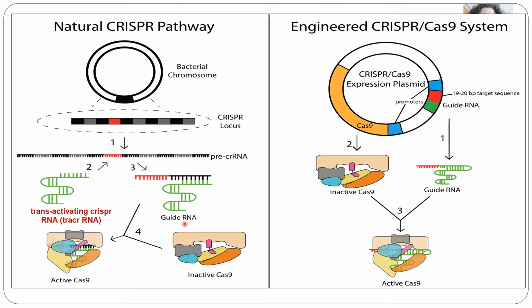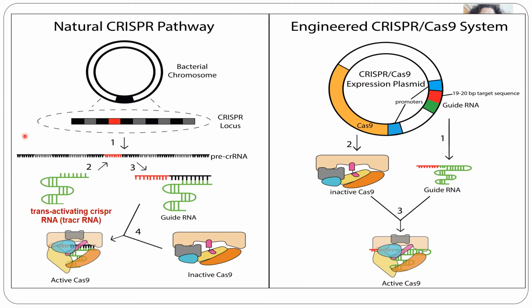Now this guide RNA will activate the inactive Cas9 endonuclease, and this Cas9 endonuclease guide RNA complex will carry out the cutting of the viral DNA whenever it attacks a bacteria. This is the natural pathway.